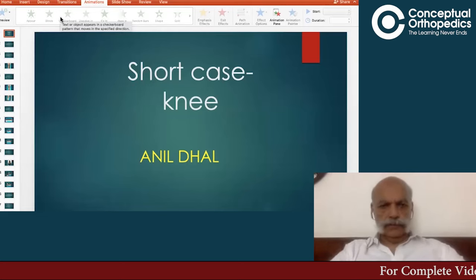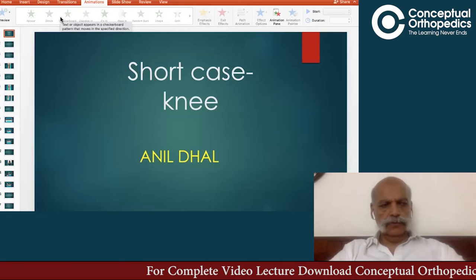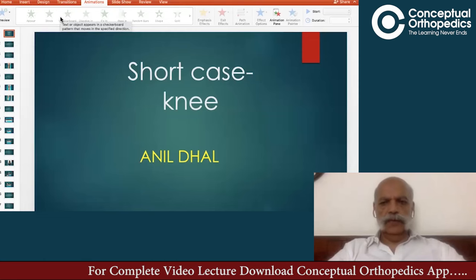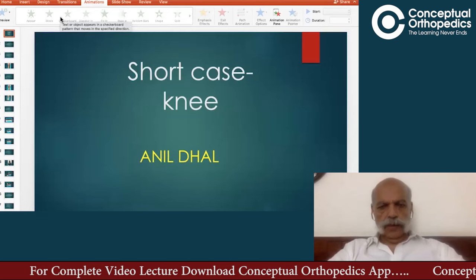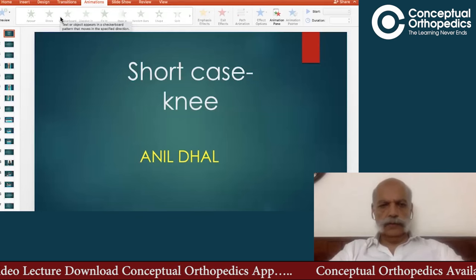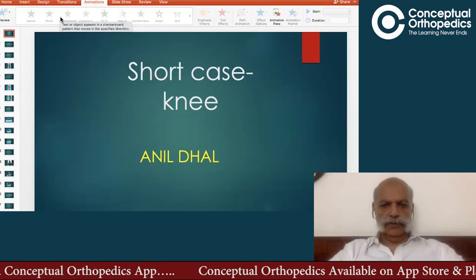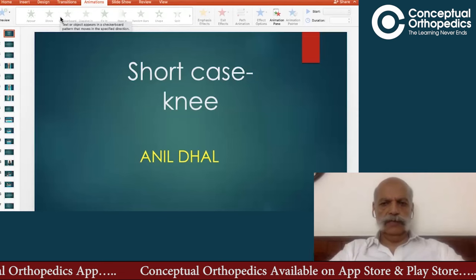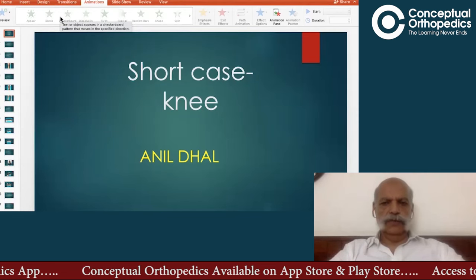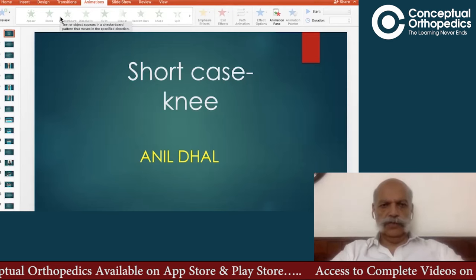In the examination, usually, if a short case is given, it is given to you sometimes by allotting a particular region. So this is an instance where you may be told to examine the knee of a particular patient. So the instruction is examine the knee or the knee region of this patient. And this is how the short case is initiated.